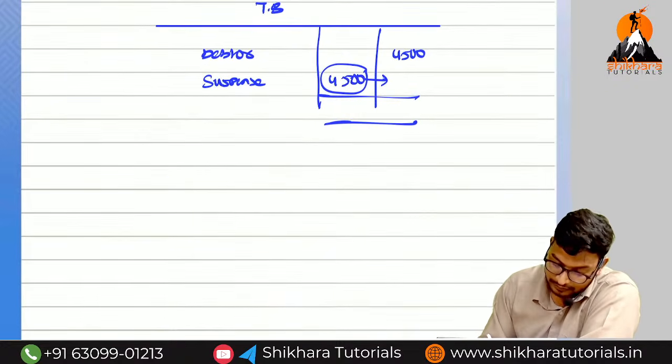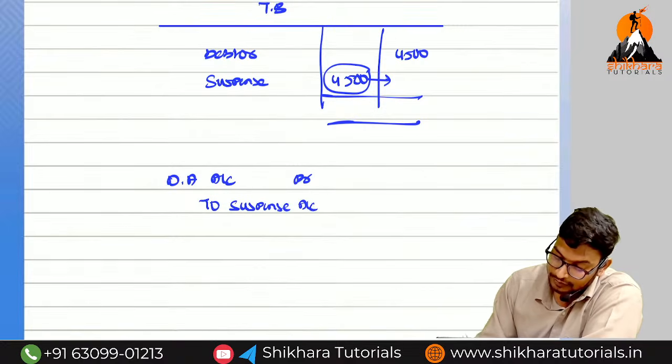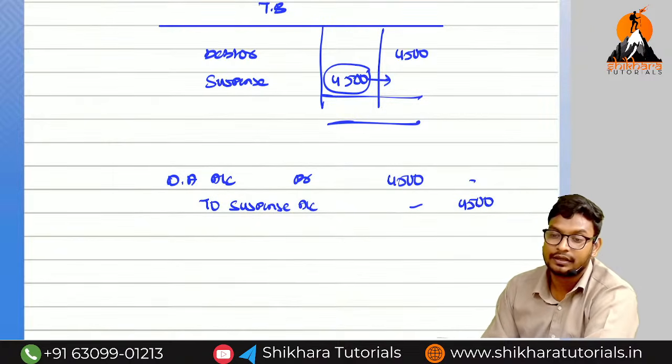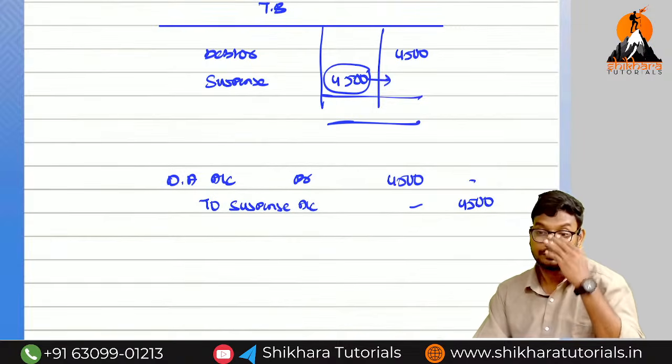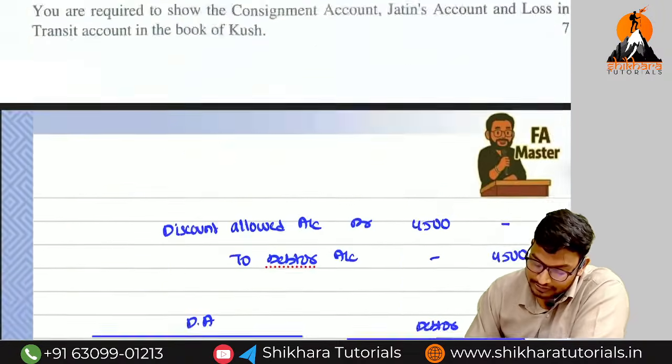So what is the entry now? Simple. Discount allowed account debited to suspense account. How much? 4,500. In the suspense account, which side do we need to record? Credit side. What do we need to write? By discount allowed. Suspense account, which side? Credit side. Now we are going to see the next point.